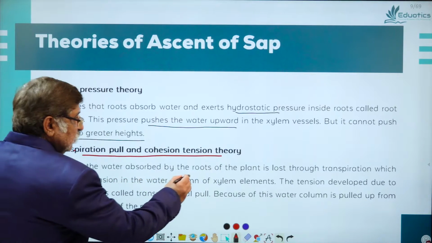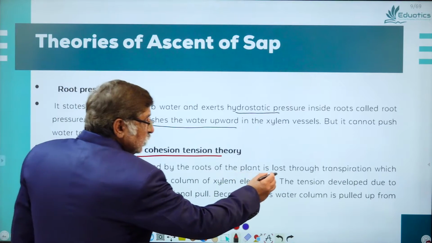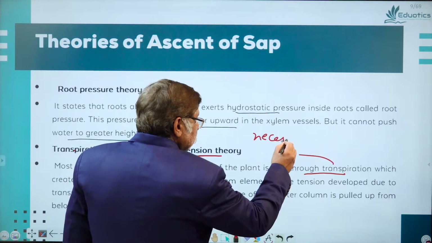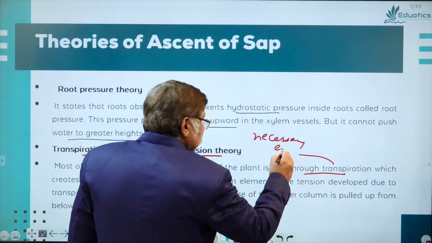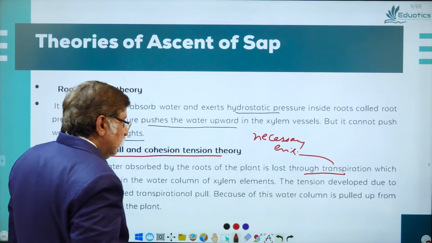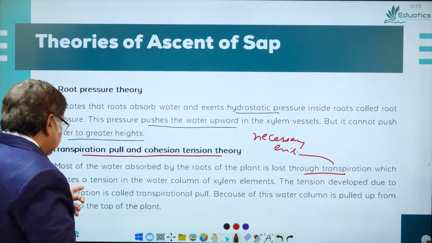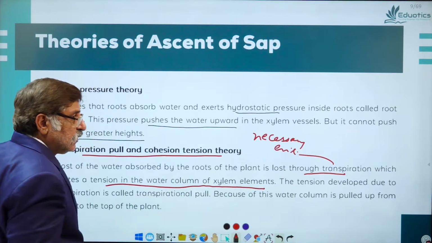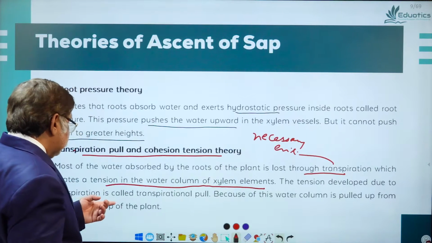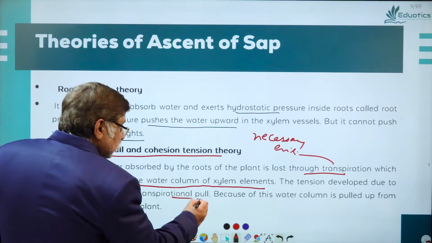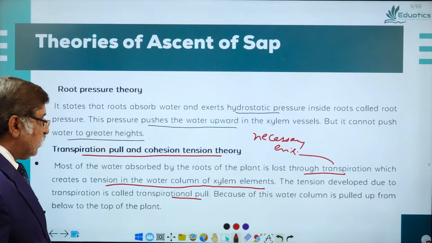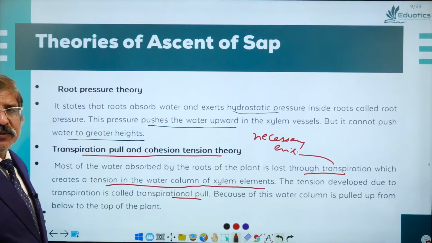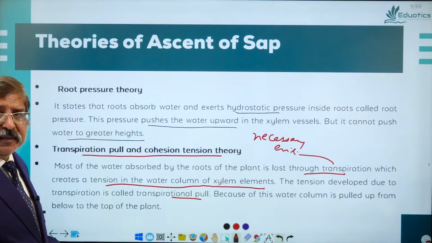Most of the water absorbed by roots of plant is lost through transpiration. As I said, transpiration is a necessary evil. So it creates a tension in the water column which is continuous in xylem elements. The tension developed due to transpiration is called transpiration pull, because the water column is pulled up from below to the top of the plant. So this is what is cohesion force theory, which is the most applicable theory.